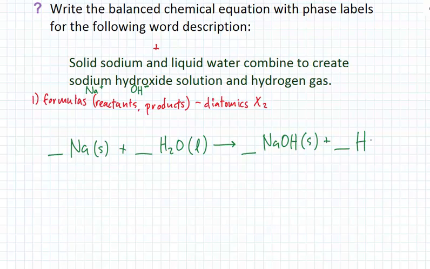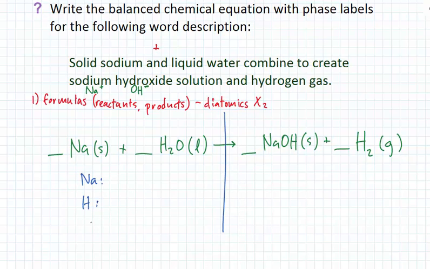And hydrogen gas. The thing is, hydrogen is an element, it's not just H, it is a diatomic element, so it's H2. Okay. So that's sort of our first step. Get those formulas written. Don't worry about balancing until you know that all of your formulas are written correctly. And then we can worry about balancing.